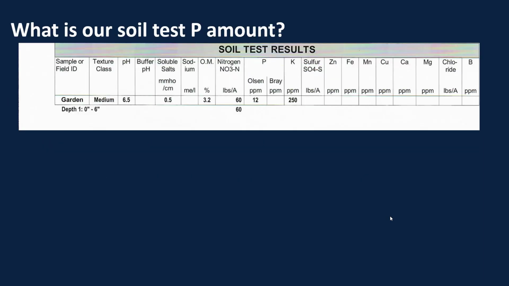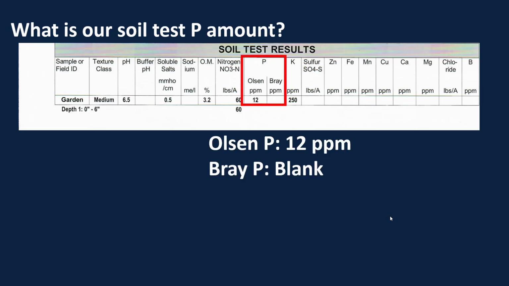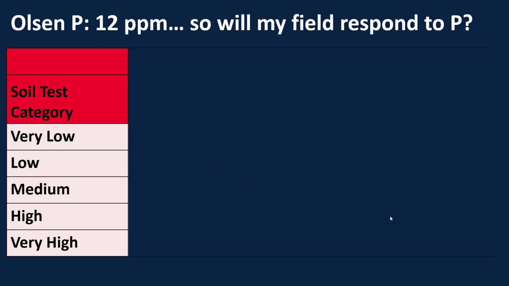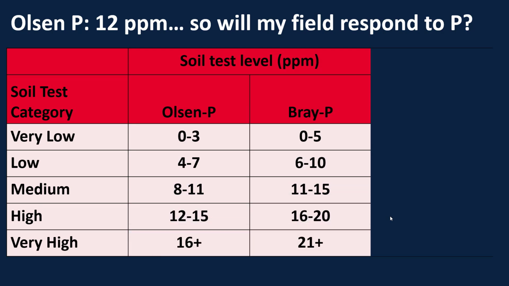So here, if we look at our soil test results, we're looking for our value. We have an Olsen P of 12 parts per million. The Bray P is blank because we didn't run it, in this case, because we used the Olsen P test. So in our Olsen P, if we have 12 parts per million, what's the likelihood we'll respond? And if we look at our soil test categories here, we have our very low to high with our different Olsen P and Bray P categories.